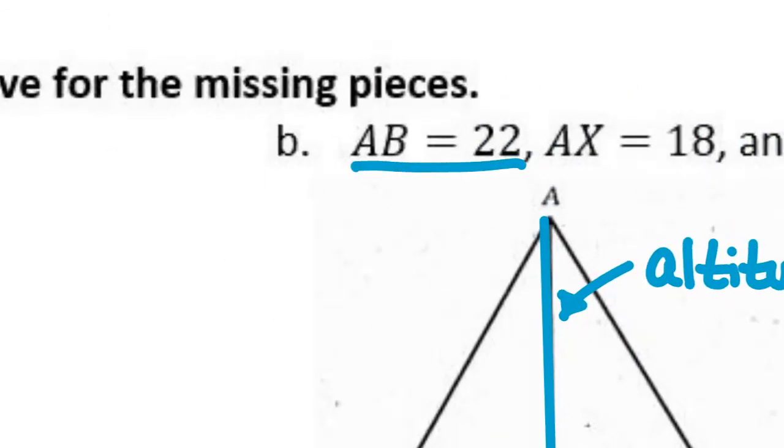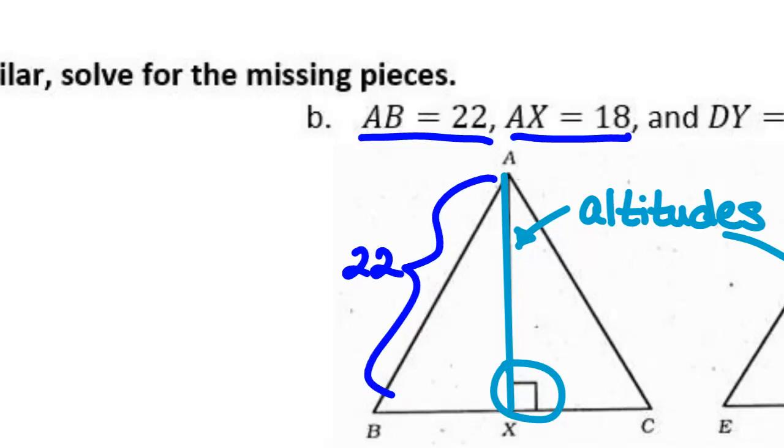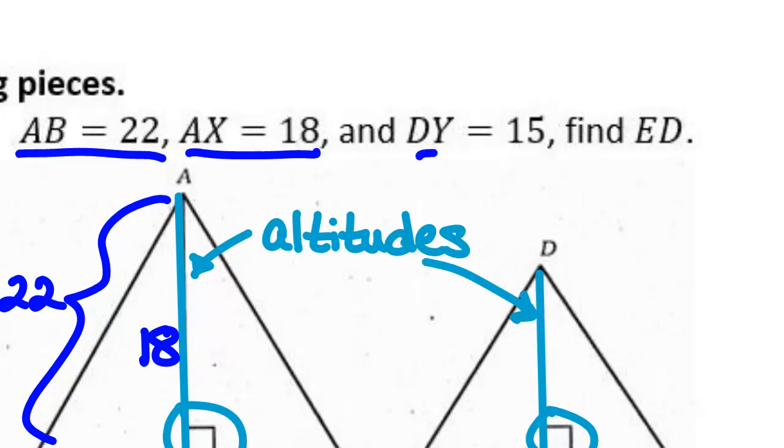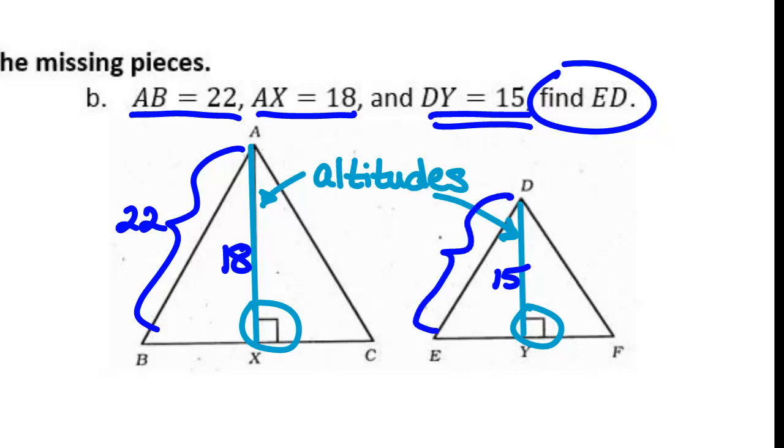It says AB is 22. So this side right here is 22. It says AX is 18. That's this altitude here. DY is 15. So that's this altitude on the other triangle. And we are supposed to find ED, this side right here. If I don't know how big it is, what could I call it? X.